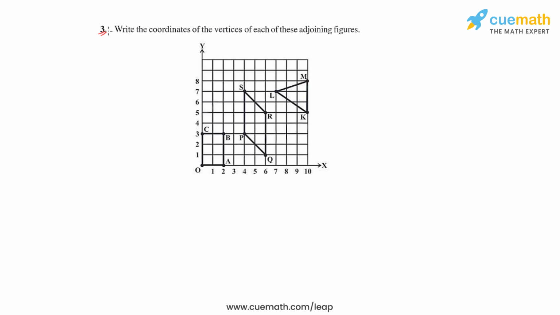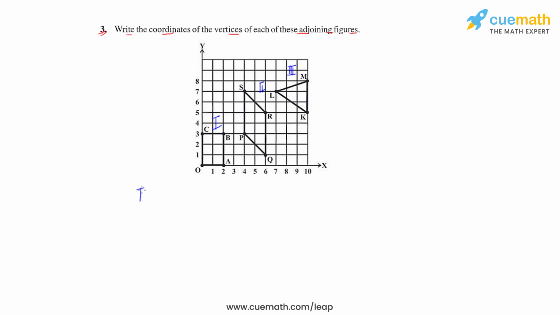So in question number 3 of this second exercise, we'll have to write the coordinates of the vertices of each of the adjoining figures, the ones which we can see in the graph below. Now if we observe the graph, we see that there are 3 adjoining figures. So let us mark them 1, 2 and 3 for our reference, as we'll take each of these adjoining figures one by one.